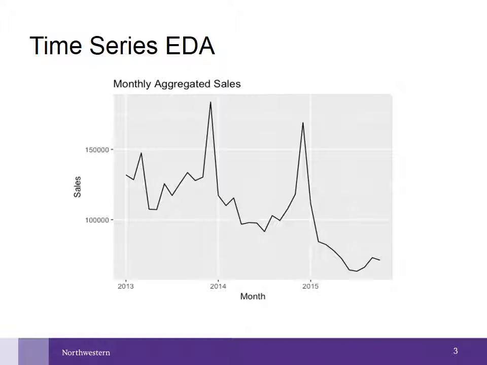Next, looking at traditional time series exploratory data analysis, I aggregated the sales to be on a monthly basis, and as you can see, there is a decreasing trend as time goes on. With some seasonality, there are some peaks seen at the very end of the year. So important information to be taken into account during the modeling phase.